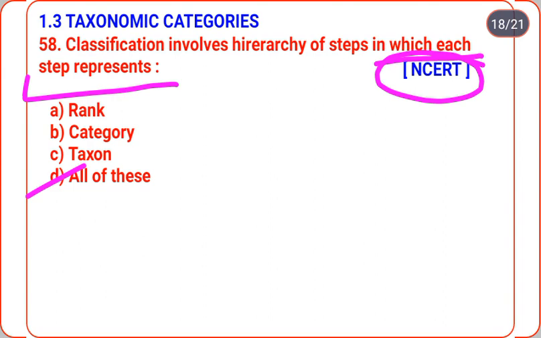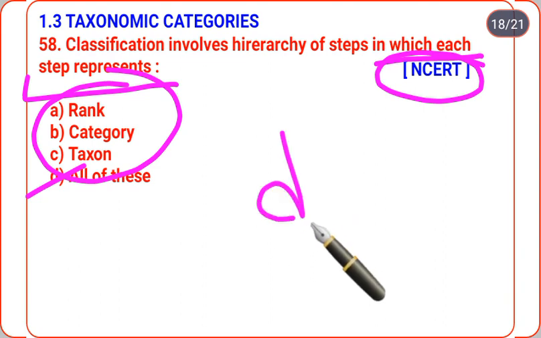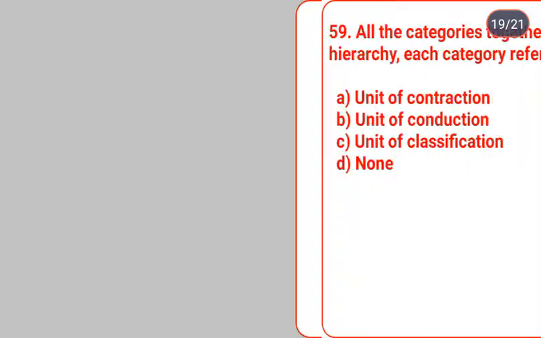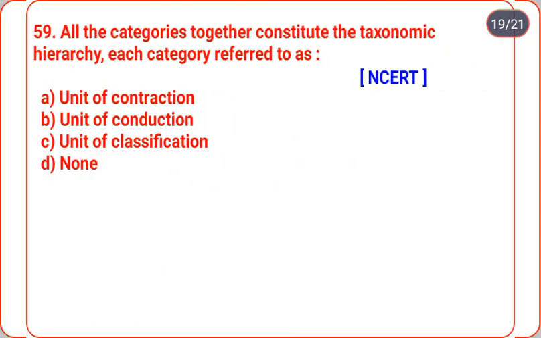are the steps of classification, all of these are called the steps. So each step consists of hierarchy. So classification involves hierarchy of steps in which each step represents a rank, category and taxon. Option D is our correct answer. Okay, next question number 59.